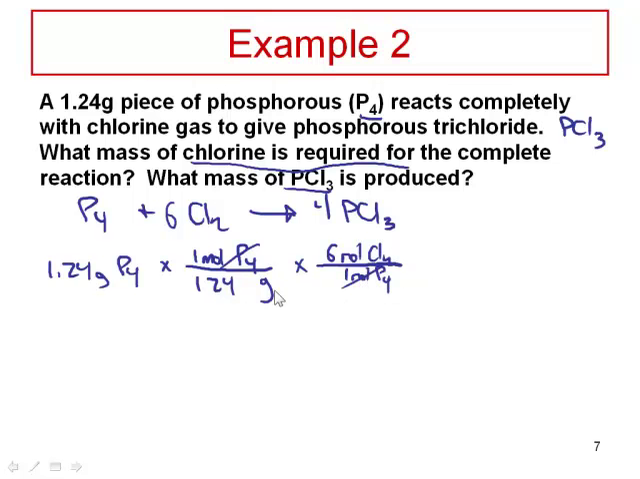P4 here goes away, grams goes away. We're going to have moles of chlorine. The last thing we want to do is multiply now because we're interested in the mass of chlorine. We're going to multiply by the molar mass of chlorine. 1 mole of chlorine gas has a mass of approximately 70.90 grams. If we go through now and do the calculation, what do we get? What's that?